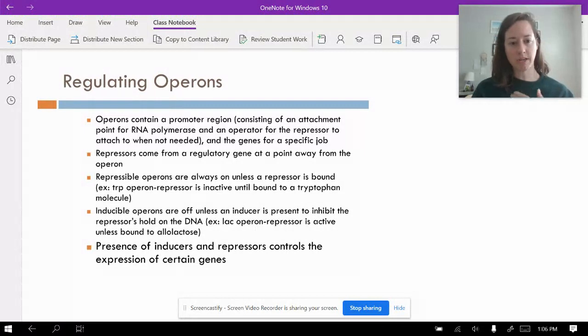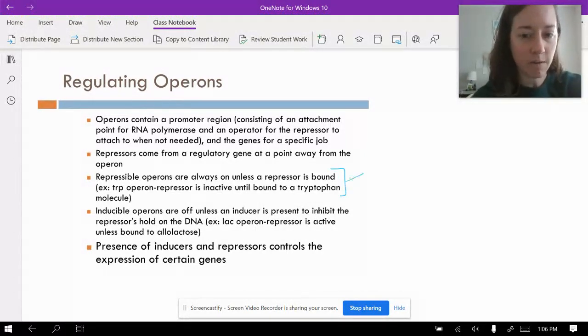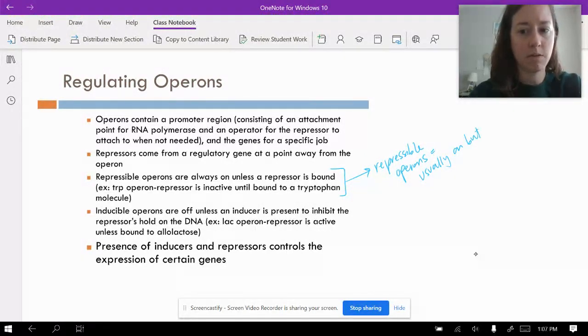So repressible means that they are usually turned on, but they can be repressed or turned off. So I'm going to just make a note of that here, mostly because it helps me. Repressible operons are usually on, but can be turned off.